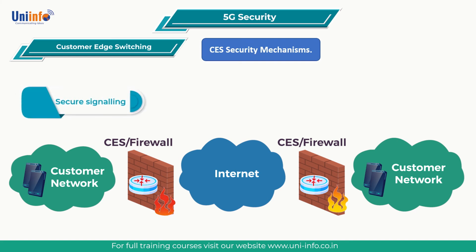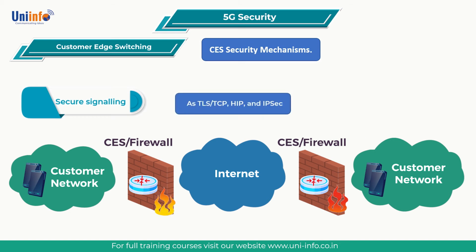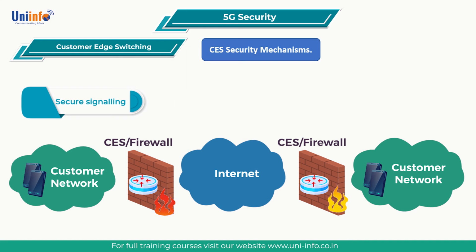Next is secure signaling. Although the CETP signaling is agnostic to the underlying protocols, the use of protocols such as TLS or TCP, HIP, and IPsec can contribute to the security and reliability of the signaling channel between CES networks due to the underlying technology. Similarly, the CES nodes can choose to exchange signaling over private links, which could be more secure and hence preferred compared to public links between networks.